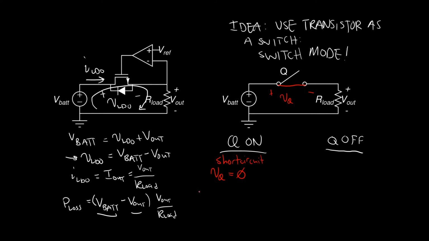That means if we think about the loss, I'll just write PQ, which is a product of the voltage and the current through this element. Because VQ is 0, the loss is 0. So when an ideal switch is on, it dissipates no power. Cool. Okay, what happens if it's off, right? So when a switch is off, it's an open circuit.